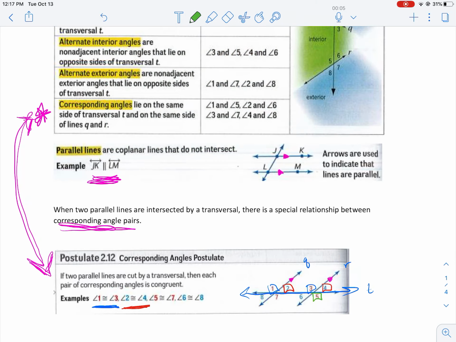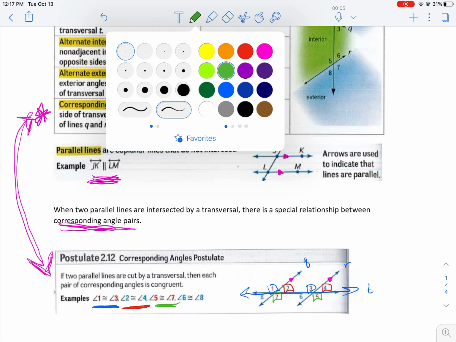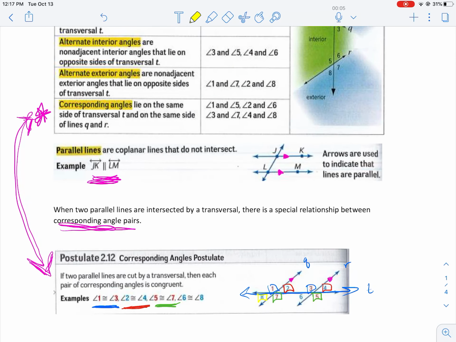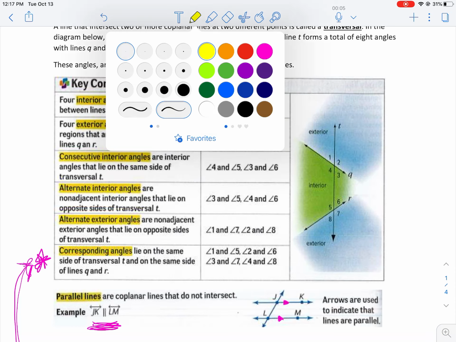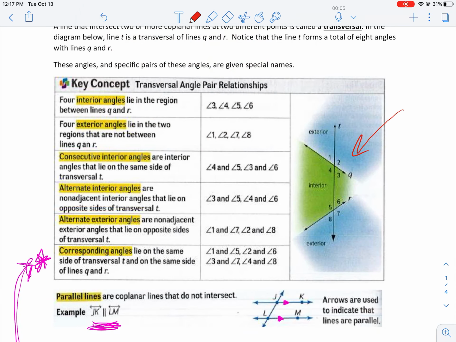Our next one is 5 and 7. And our last one is 6 and 8. Okay? And again, you only get these congruencies if these lines are parallel. Okay, that's why I wanted to point up here. These lines up here are not parallel.